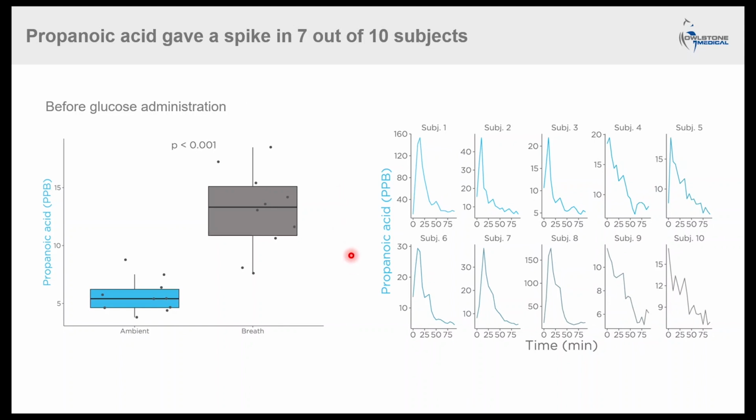We also measured a spike of propanoic acid. Again, we can see here that it is elevated in breath compared to the ambient. And then there was a spike in 7 out of 10 subjects.